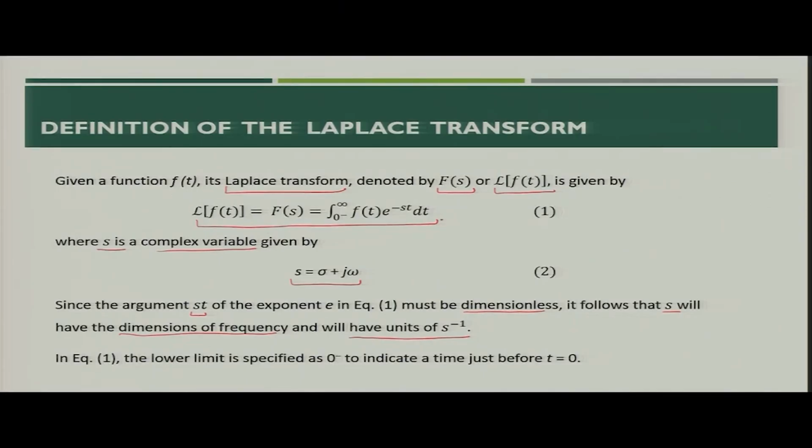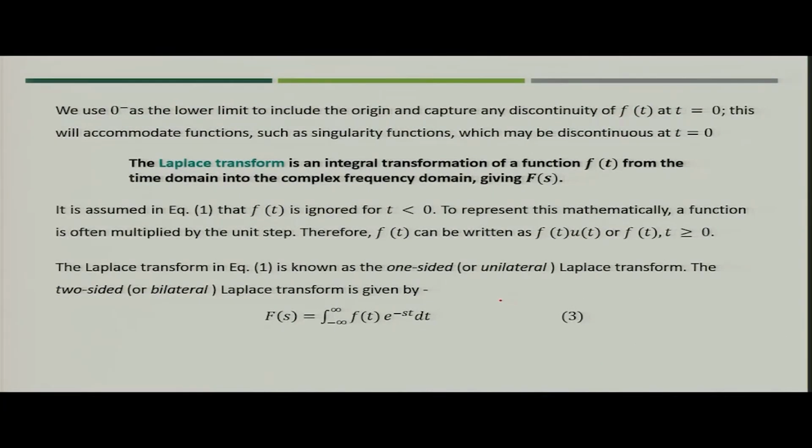Now, in equation 1, which is the definition of the Laplace transform, the limit 0 minus indicates that we are talking about the time just before t equals 0. This makes sure that we are incorporating phenomena like switching on and switching off the circuit. That means the singularity functions like step response or impulse response are incorporated in this particular definition. So, this will accommodate functions such as singularity functions which may be discontinuous at time t equals 0.